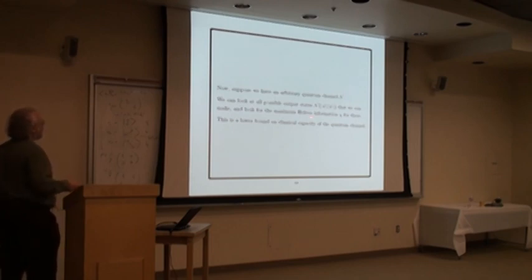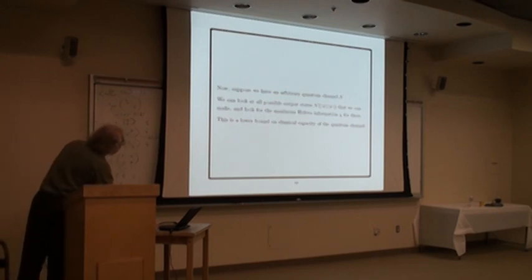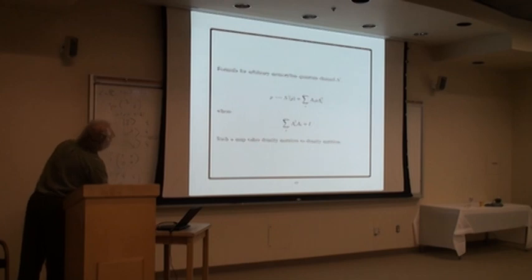For an arbitrary quantum channel, we can look at the information we can send by just looking at possible output states of the quantum channel. We can look for the maximum accessible information for those. So this is a lower bound of the classical capacity of the quantum channel.